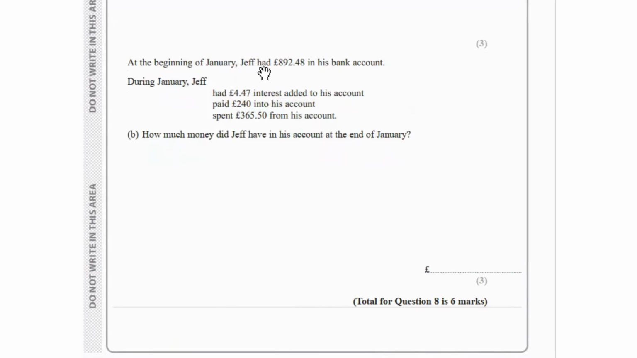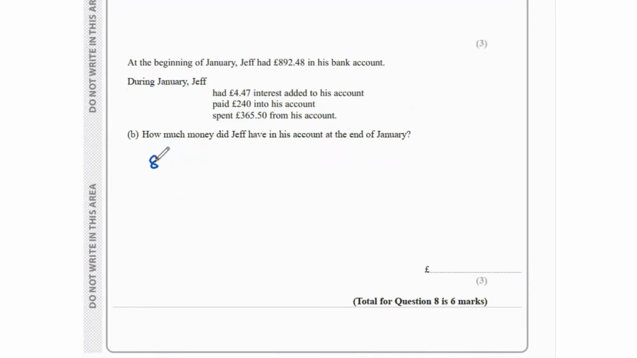At the beginning of January, Jeff had 892.48 pounds in his bank account. During January, Jeff had 4.47 pounds interest added to his account. He paid 240 pounds into his account. He spent 365.50 pounds from his account. How much money did Jeff have in his account at the end of January?